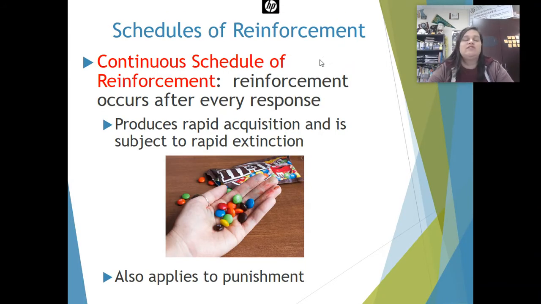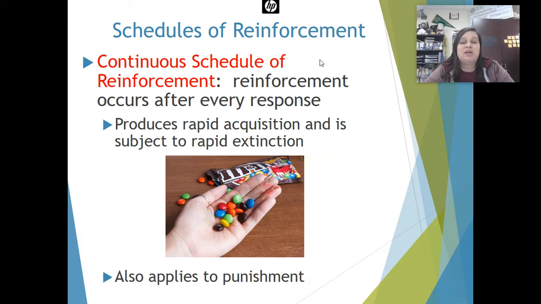So now we have to ask the question of when are we going to do this reinforcement or punishment? I'm just really going to say reinforcement, but it applies to both. On a continuous schedule of reinforcement, you're going to give the reward or the punishment every single time that they do the response. So this is going to cause them to learn the behavior very quickly. But as soon as you stop giving that reward or giving that punishment, the behavior is also going to stop too. So it's subject to rapid extinction.